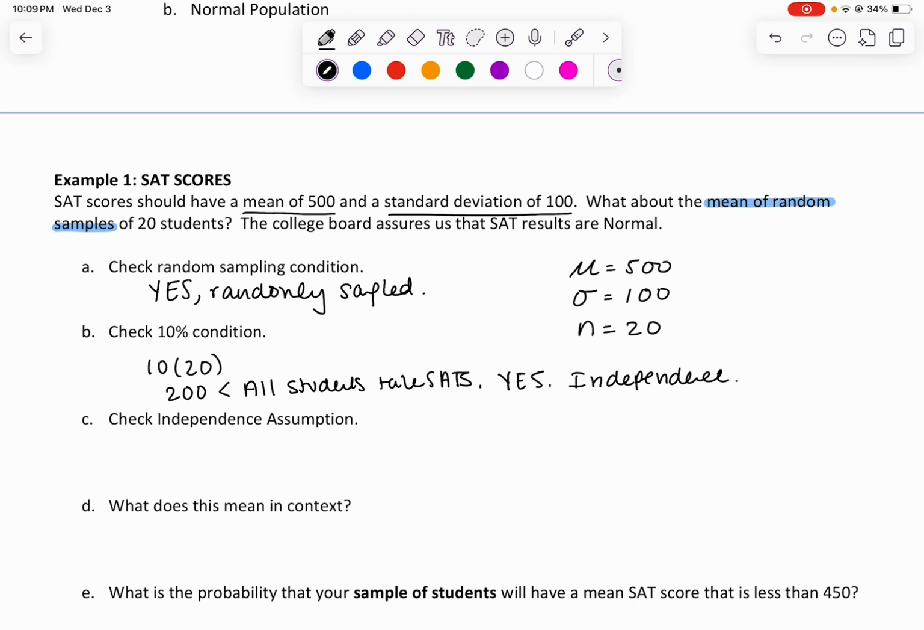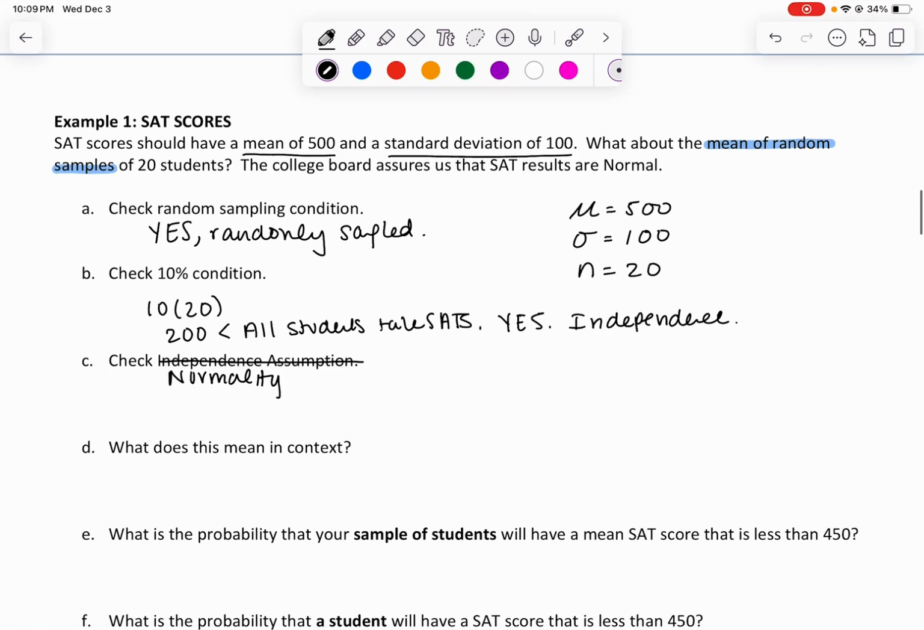Okay, so B and C are actually the same. What I wanted to say was, instead of check independence, we're going to check normality. So is the distribution approximately normal? Right, normality, sorry. And that we do know from the stem of the question. The College Board assures us that SAT results are normal. So the SAT results are normal.